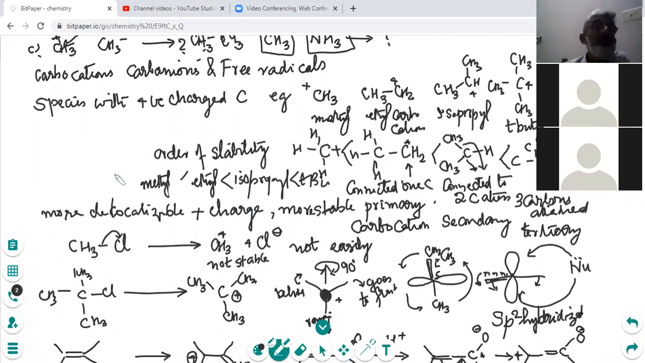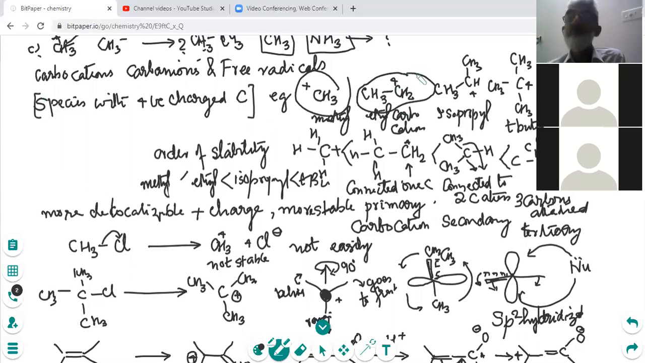Now, carbocations are electron-deficient species which are positively charged. Species which are positively charged are called carbocations. Examples of carbocations: see here, CH3 plus, this one is also a carbocation. And here you have the isopropyl carbocation, and the tertiary butyl carbocation. All of them are positively charged. So carbocations are positively charged species. The charge is on the carbon, you remember.